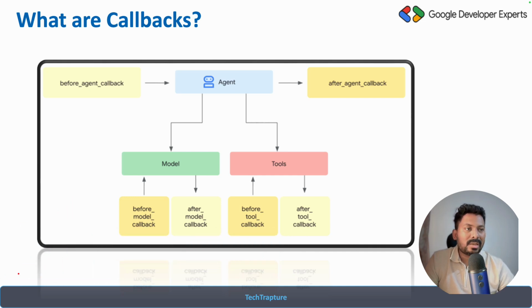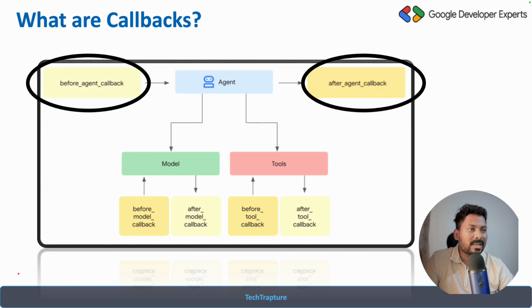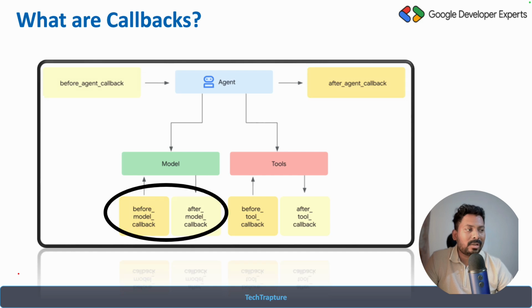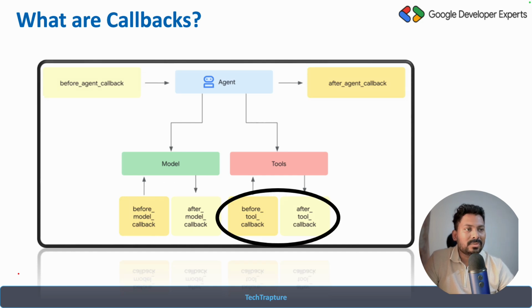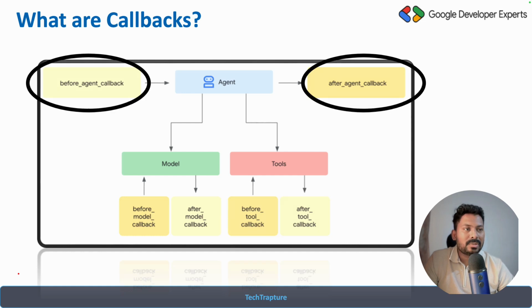As we discussed, and you can see on my screen, there are 6 callbacks. 2 are for the agent lifecycle, before and after agent callbacks, 2 for the model, that is before and after model callback, and 2 for tools, before and after tool callback. In our first demo, we are going to see the before agent and after agent callback. So we are going to take one example.